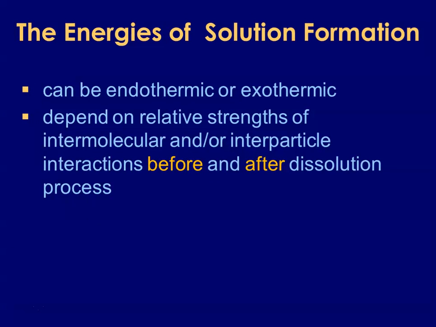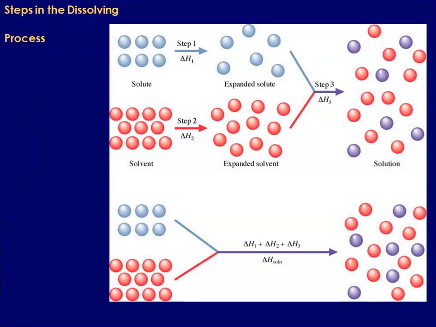When a solution is formed, it can be endothermic or exothermic. It's really dependent on what types of intermolecular attractions or interactions there are, both before and after the dissolving process has taken place. So with your solute and with your solvent, they need to expand. They need to make space so that the solution can form. Usually the expansion is an endothermic process, and when they are mixed together in step 3, that is an exothermic process.